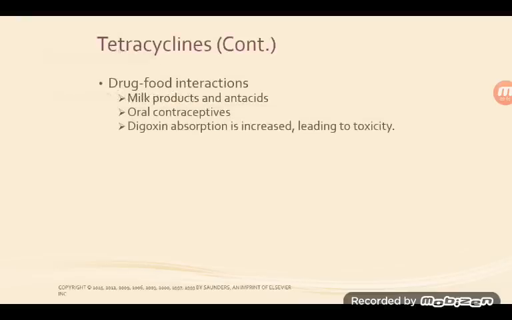Tetracyclines include drug-food interactions. Drug-food interactions include the interaction with milk products and antacids. They decrease the effectiveness of oral contraceptives, and digoxin absorption is increased, leading to possible digoxin toxicity if it is taken with tetracyclines.